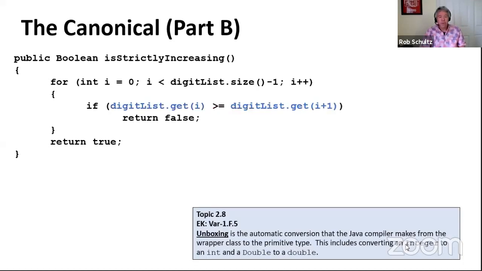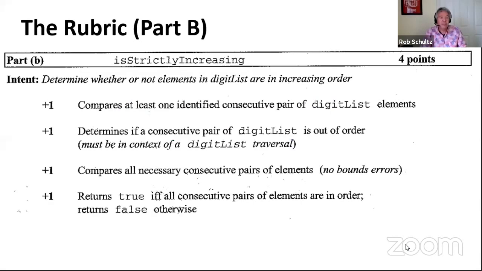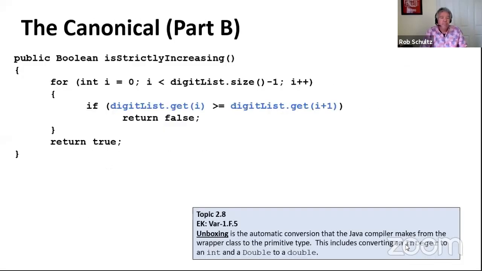If you look at topic 2.8, unboxing is the automatic conversion that the Java compiler makes from the wrapper class to the primitive type. So this basically unwraps or unboxes that object for us. We don't have to worry about getting int value. We automatically know it's an array list of integers. We've already specified that it's integers. So if I say get i, it's automatically going to give me the primitive that's in that spot, in that object.